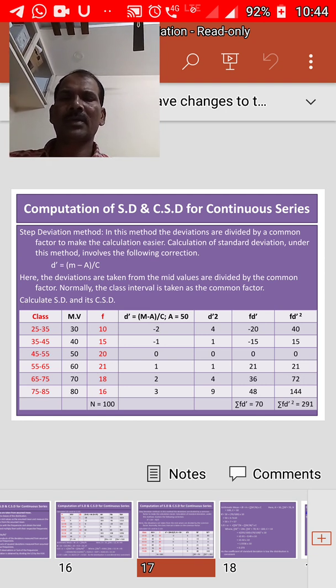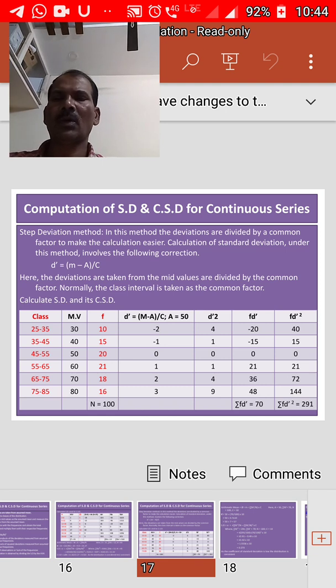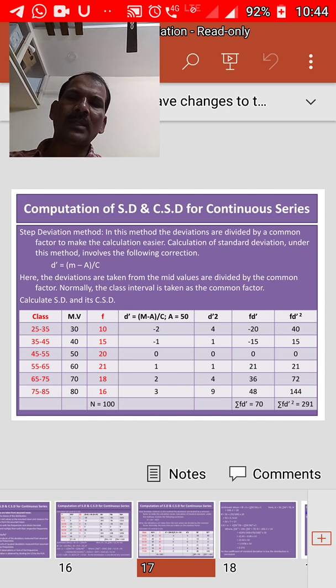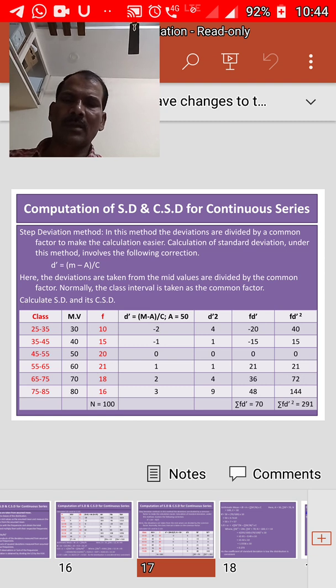Okay, calculation of standard deviation under this method involves the correction, that is d dash is equal to (m minus a) by c. M is the mid value, a is the assumed mean, and c is a common factor. Here the deviations taken from the mid value are divided by the common factor, right? Normally the class interval is taken as the common factor. Generally the common factor is the class interval, that is upper limit minus lower limit, right?